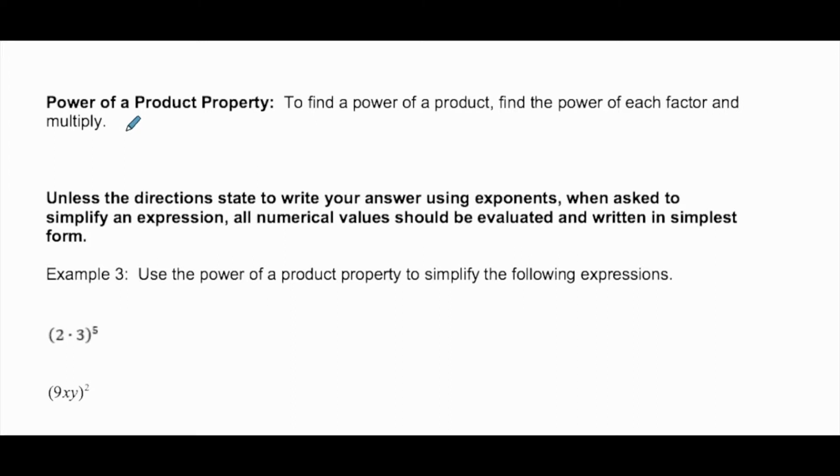There's also the power of a product property, which you've kind of been using some of the time. If you're finding the power of a product, you find the power of each factor and multiply. So if I have AB to the m power, it's the same thing as saying A to the m times B to the m.